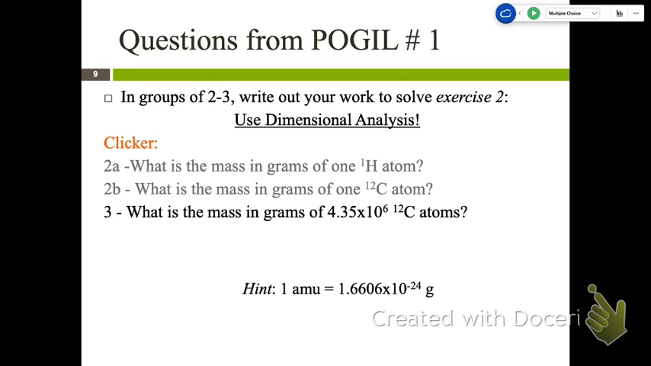So this is exercises 3 and 4. Make sure you set it up as dimensional analysis. Think about what your starting quantity is now, what conversion factor is appropriate to use, and what unit you're trying to get to.